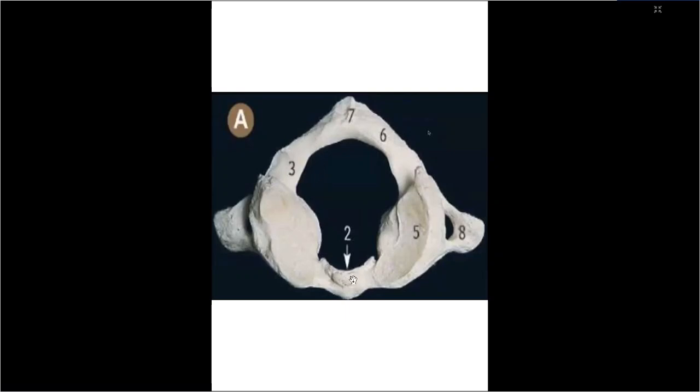So now tell me about the structure number 2 here. What is this? 2, it is an articulating surface for the dens of axis. Okay. So what about structure number 8 here? 8 is the transverse process with foramina. Okay. Now tell me about the atypical feature of this vertebra.